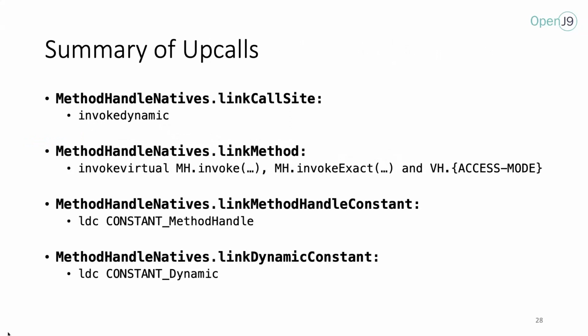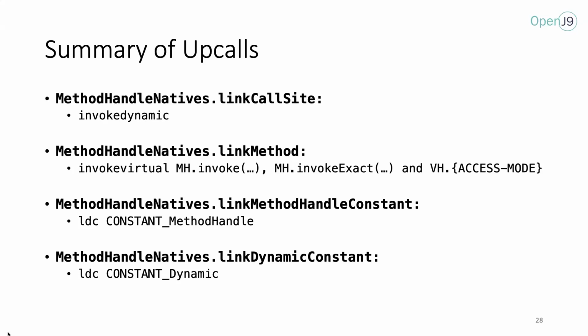MethodHandleNatives.linkCallSite was used for invokedynamic to create the two dependencies, the member name and the appendix. MethodHandleNatives.linkMethod was used in case of MethodHandle invoke, invokeExact, and the VarHandle access mode operations. Again, it created the two dependencies, which are the member name and the appendix.